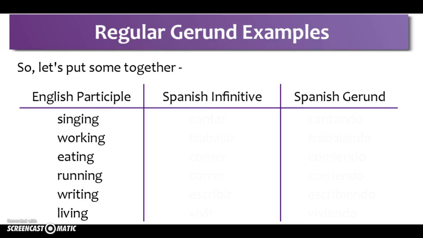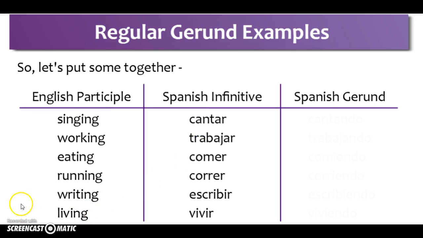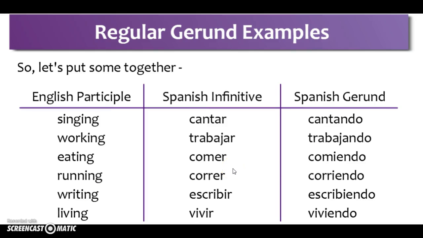So let's put a few of these together. If we look at our English participle, we have some examples of singing, working, eating, running, writing, and living. The Spanish infinitives linked to those verbs would be cantar, trabajar, comer, correr, escribir, and vivir. These are all regular verbs, regular gerunds. So we're going to have cantando, trabajando, comiendo, corriendo, escribiendo, and viviendo.